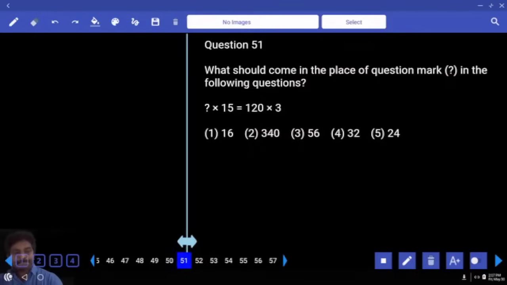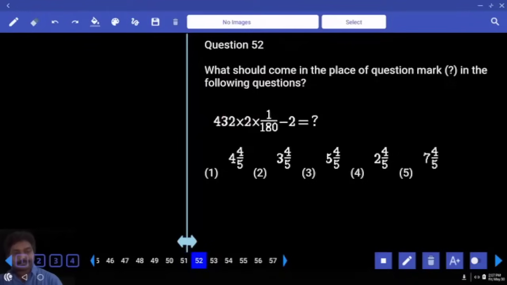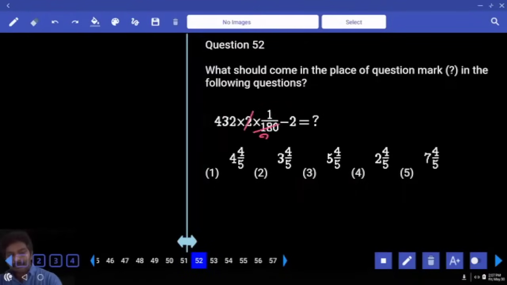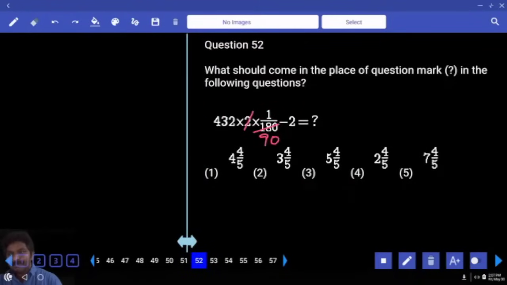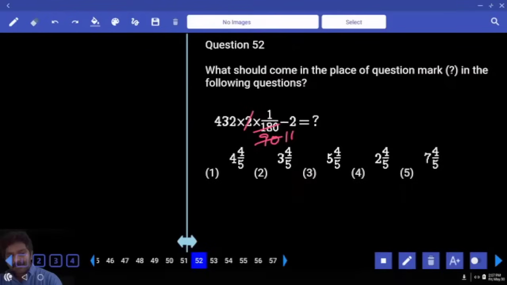Got it? 3, 5 times. 5, 24 times. 2, 90 times. 9, 10 times. 9, 4 times. And then 8 times. That is 4.8 minus 2, 2.8, 2.8. There is only one option which is in 2's.